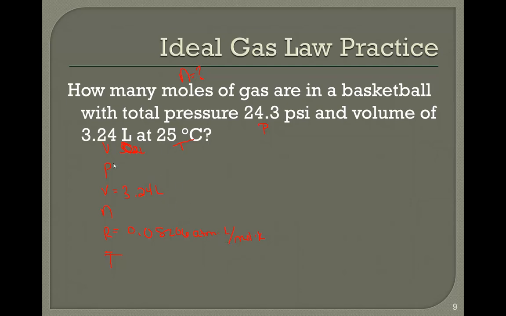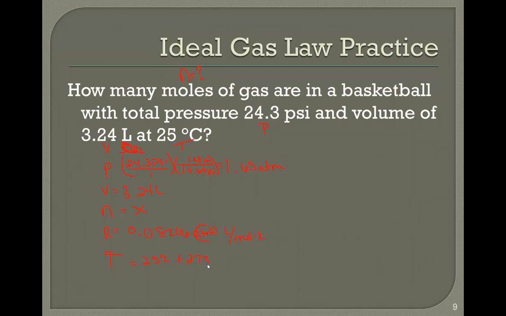Pressure is 24.3 psi. Our pressure here is in atmospheres, so I need to convert that to atmospheres. There's 14.69 psi in 1 atm, and that equals 1.65 atm. Our moles is what we're looking for. And our temperature, we have it in 25 degrees Celsius. We need it in kelvins, so we're going to add 273 to make it 298.